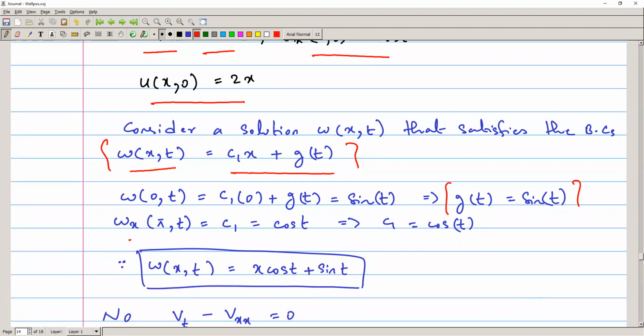And then W_x of pi comma t is equal to C1. That will be equal to cos t, because when we differentiate partially with respect to x, this g of t will vanish, right? So we will only be left with C1. So C1 is equal to cos t because in the boundary condition we are given that u_x of pi comma t is equal to cos t. So C1 is cos t, therefore now we can describe the solution in this manner that w of x,t is equal to x cosine t plus sine t, right?